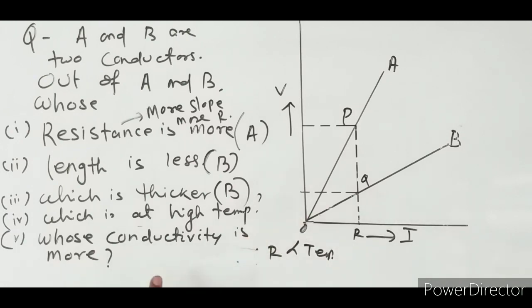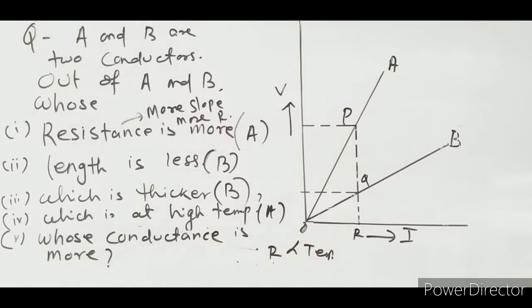Whose resistance is more? Temperature will be more. So in case of A, that one will be at high temperature. Sorry, high resistance means high temperature. Clear? Then whose conductivity is more? Sorry, not conductivity, conductance. Here it is conductance.